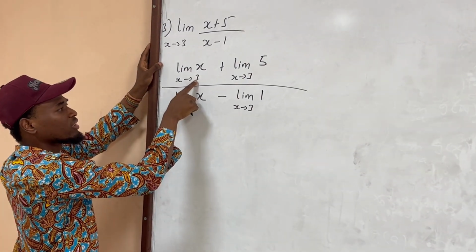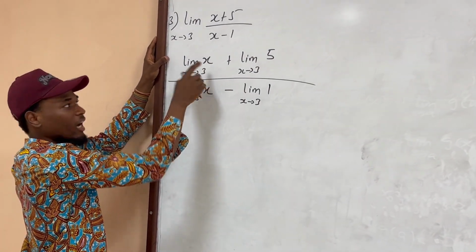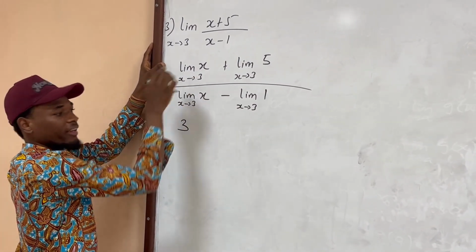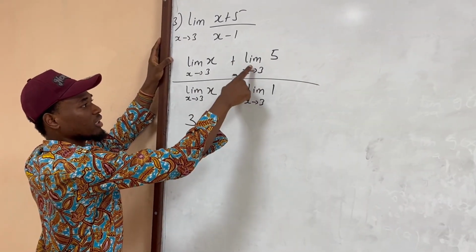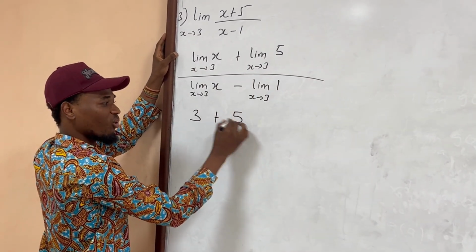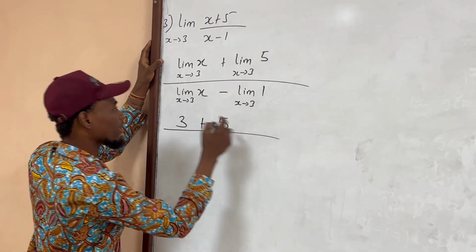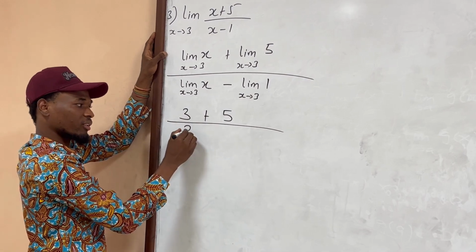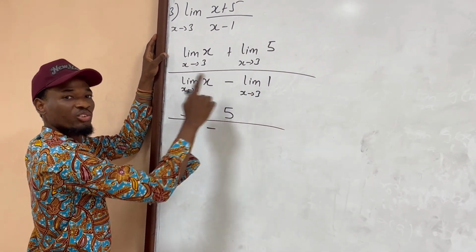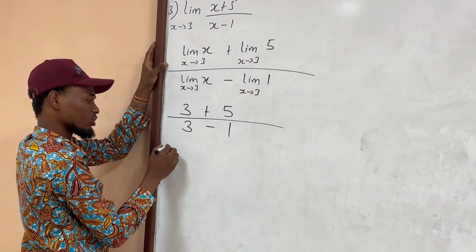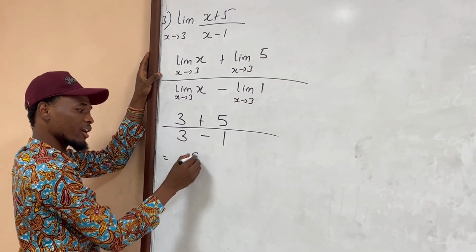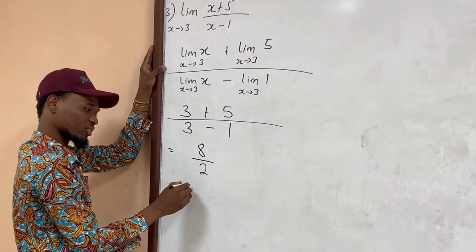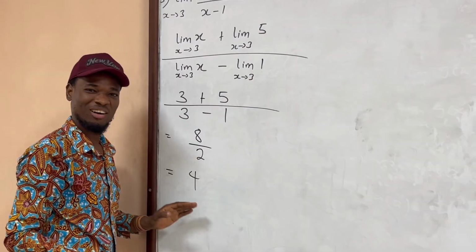When I put x equal to 3, I simply write 3. Wherever you see x, you put 3 there. Then plus the limit of a constant, which is always the constant, 5. All over the limit of x as x approaches 3, which gives 3, minus the limit of a constant, which is 1. So I have 3 plus 5, which is 8, over 2. So the final answer becomes 4. As simple as that.